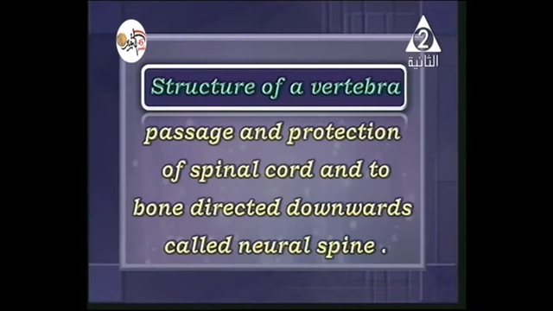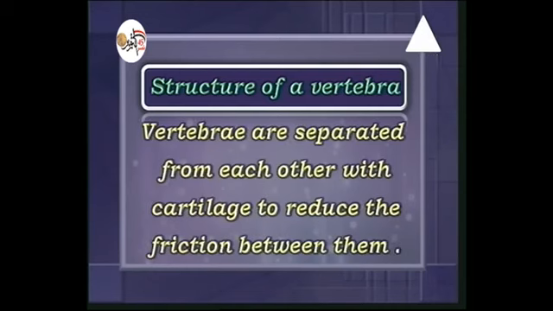Again, any vertebra consists of a large part, we said it is called the centrum, and attached anteriorly and posteriorly by what? Anteriorly by the neural canal, and posteriorly by 2 transverse processes. Vertebrae are separated from each other by cartilage. For what? To reduce the friction between them.